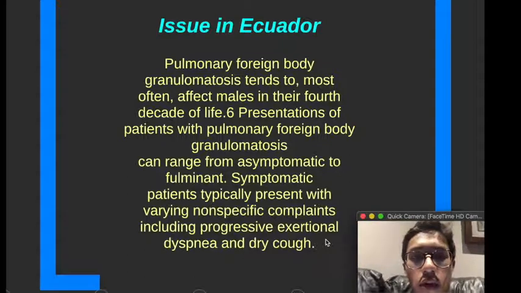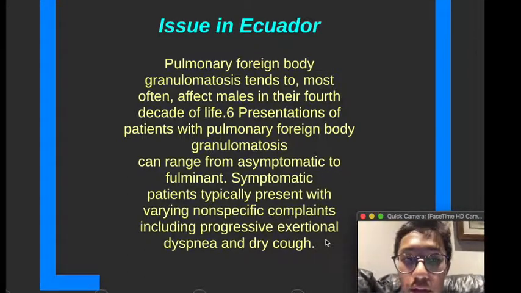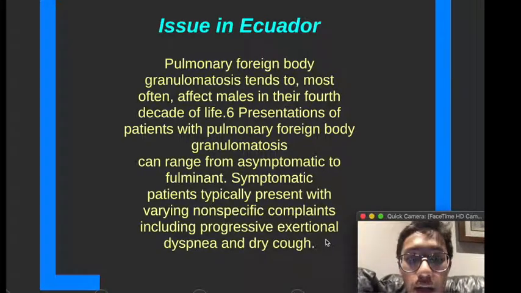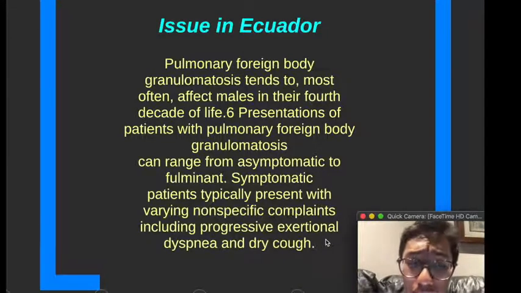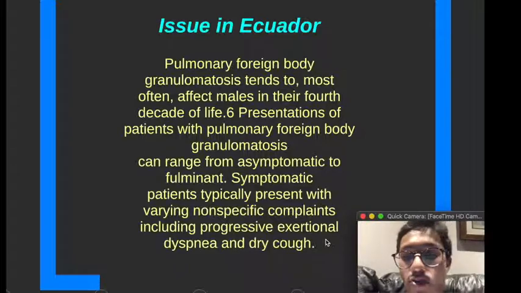And what's the epidemiology? Pulmonary foreign body granulomatosis tends to, most often, affect males in their fourth decade of life. Presentation of patients with pulmonary foreign body granulomatosis can range from asymptomatic to fulminant. Symptomatic patients typically present with varying nonspecific complaints, including progressive exertional dyspnea and dry cough.